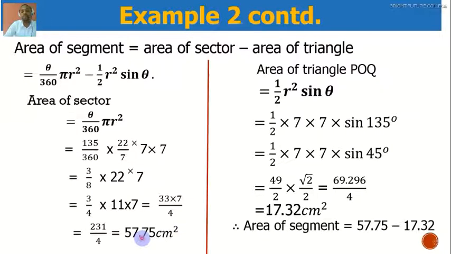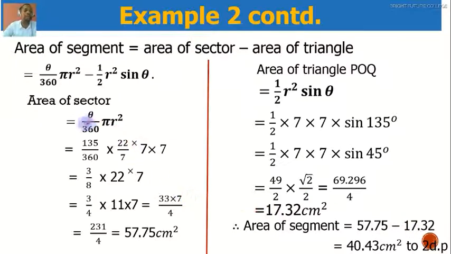Area of segment is 57.75 minus 17.32, and our final answer is 40.43 cm square. Remember, the question says we should take it to 2 decimal places, and that is what we have just done. With that, we will move to example 3.